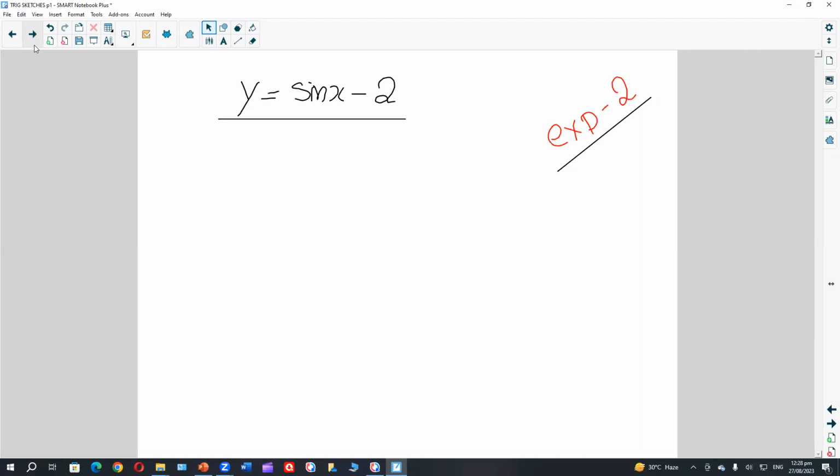Now, look at example number 2, sine x minus 2. Can you please repeat the steps with me? What are the steps? Step 1, find maximum and minimum values. Step 2, draw a vertical axis that we will get from dividing the sum of maximum and minimum values by 2. Step 3 is to draw the graph. And step 4 is to draw the x-axis and mark angles. Good.